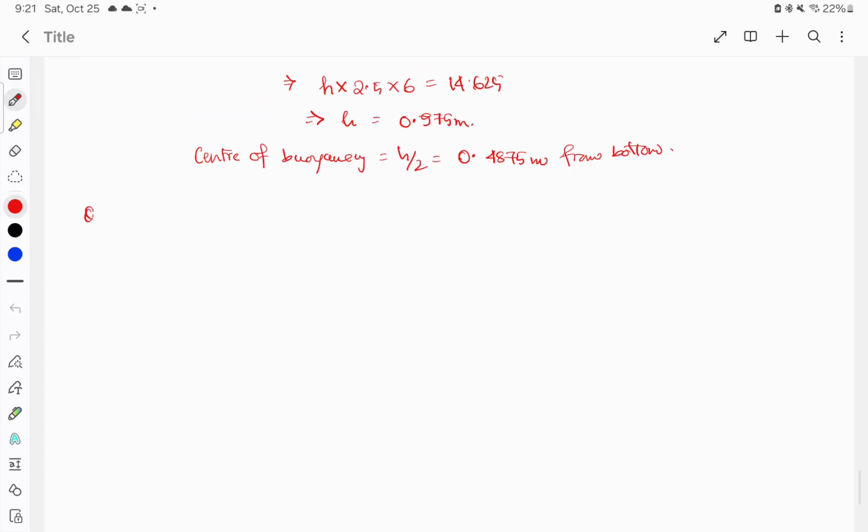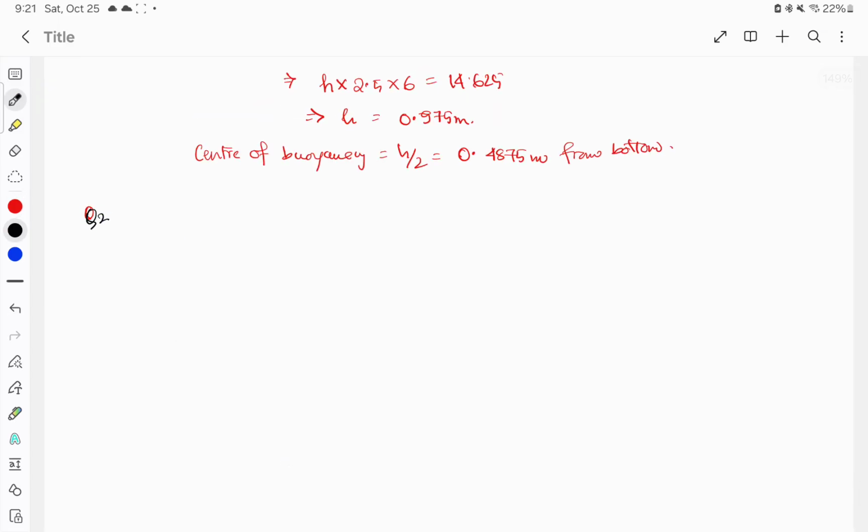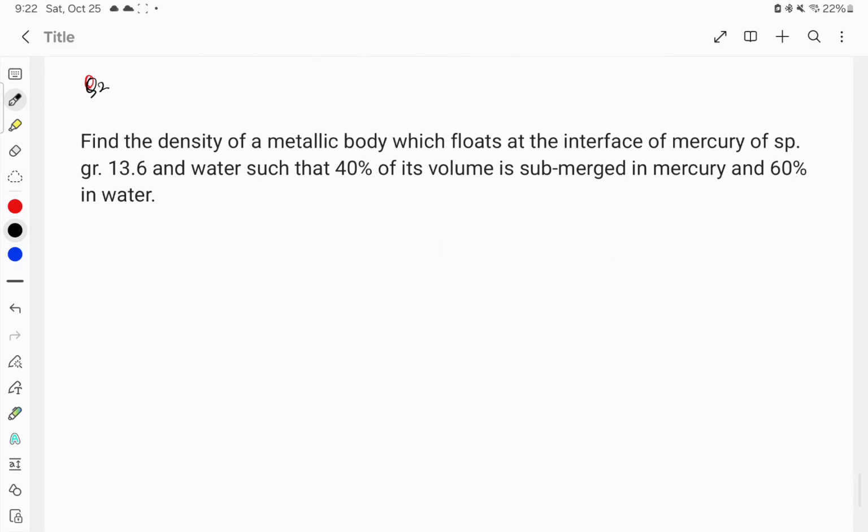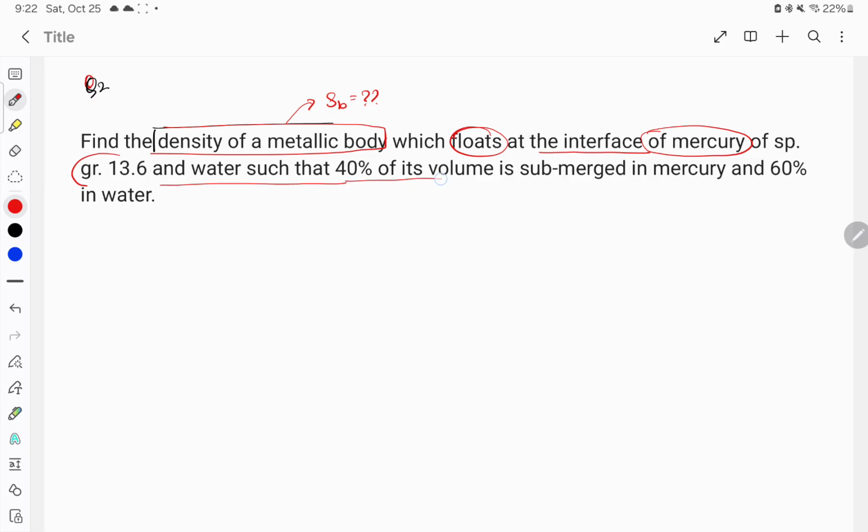Let us do one more question on this part. So question number 2. Question number 2 is, find the density of the metallic body which floats. They have asked us to calculate the density of a metallic body. Again, it is floating at the interface of mercury and water, such that 40% of its volume is submerged in mercury and 60% is submerged in water.